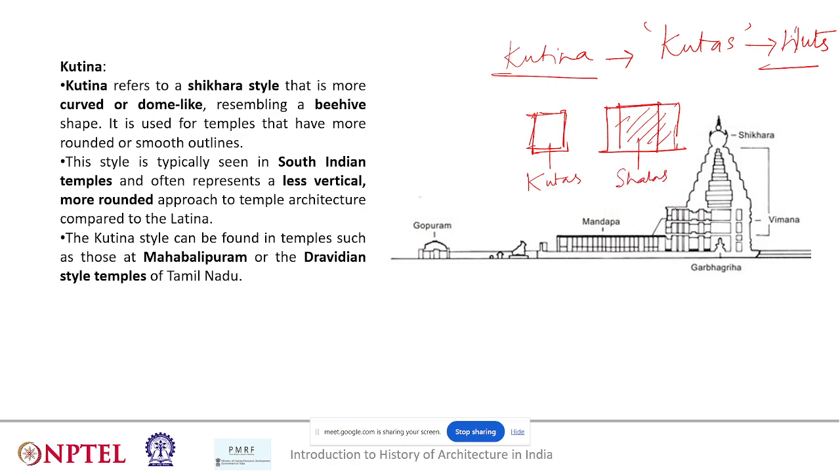We have seen in one of the examples prior to it how the top portion of the Garbhagriha is made, how the kutas and shalas are placed to get the top shikhara part of it. If you look at it from the plan, obviously there's Garbhagriha and there's mandapa also, which is a part of the temple complex. What is very unique to this Kutina style is basically gopurams. Gopuram is not something that you will find in the Latina style of temple architecture.